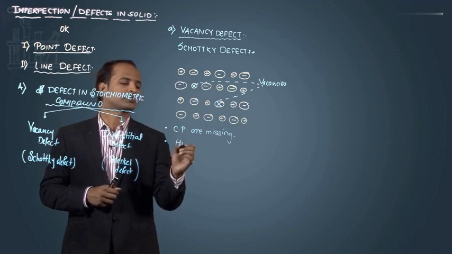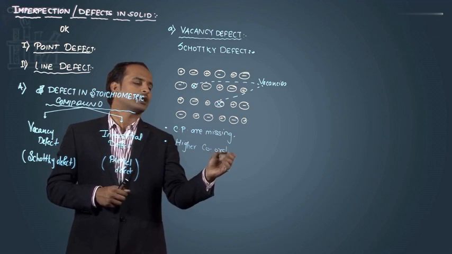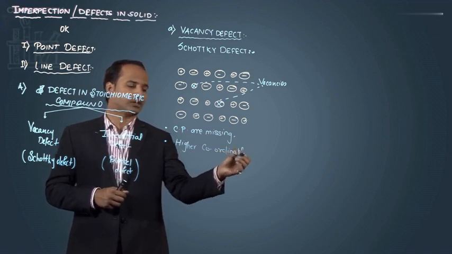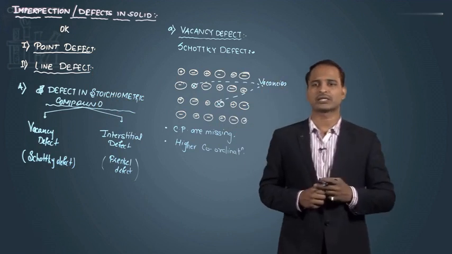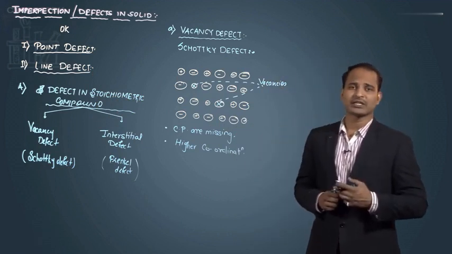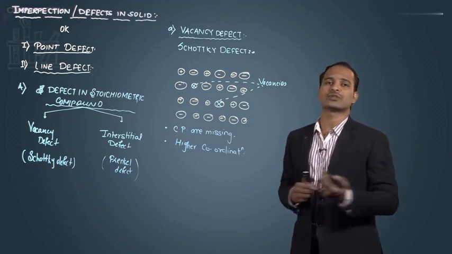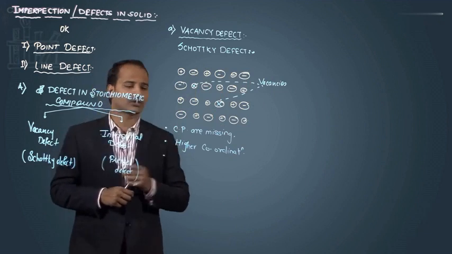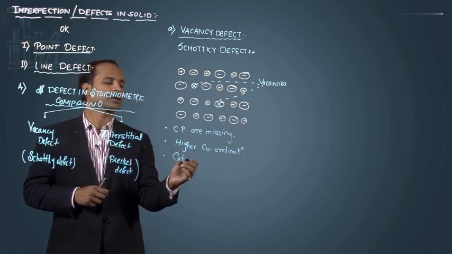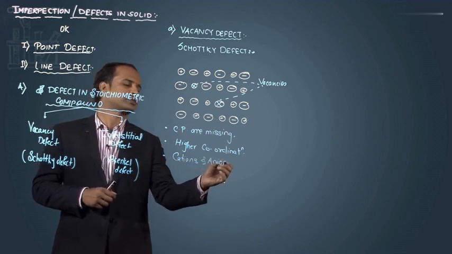So it is observed in those ionic solids which have higher coordination number. Now, higher coordination numbers are present in those ionic solids where the cations are bigger in size, because if the cations are bigger in size, then they occupy bigger voids, and that means their coordination number is going to be large. So here I can say this is observed in those ionic solids where the cations and anions have approximately the same size.